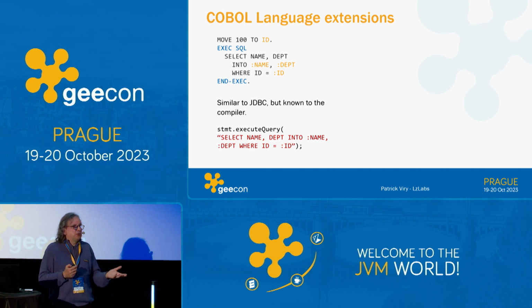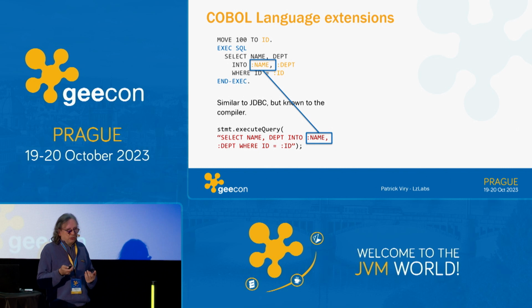It's a bit similar to JDBC in Java, but there's a major difference. In JDBC, you give it a string. So for the compiler, a string is just data. The compiler doesn't understand what is in the string. In the case of Cobol, it's part of the language. Okay? So Cobol knows that here name refers to a variable. The Java compiler doesn't know that column name refers to a variable.